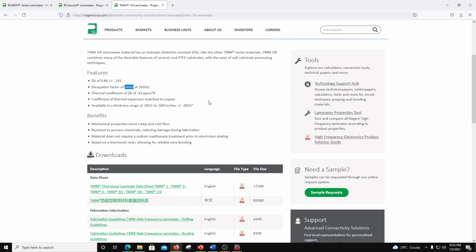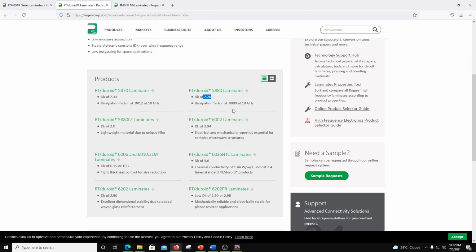Okay, now why is this TMM 10I used? It has very low thermal coefficient of expansion. Okay, so if you have temperatures rising to high values, you want a design which has low thermal coefficient of expansion. That's why you are going to use a TMM 10I kind of a substrate, right? So if you have a large high power stuff, you will be using this kind of substrate. Now this kind of substrate, the dissipation factor is very low. Okay, so you can see this is 0.0009. Okay, and in this case 0.0012.